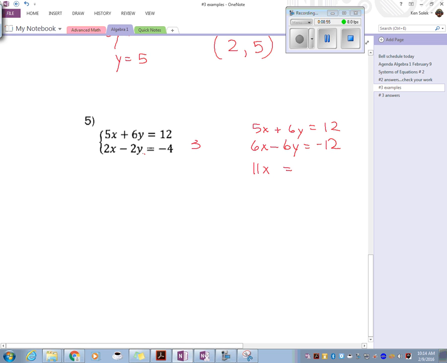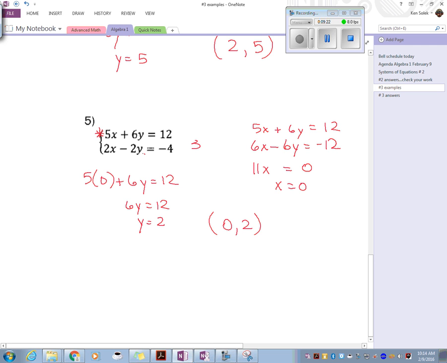Well, what number times 11 gives me 0? 0. Well, I can still have a first coordinate of 0. So I'm going to pick one. I like this one because it doesn't have any negatives in it. So 5 times 0 plus 6y equals 12. So 6y equals 12, and y equals 2. So my ordered pair is 0, 2.